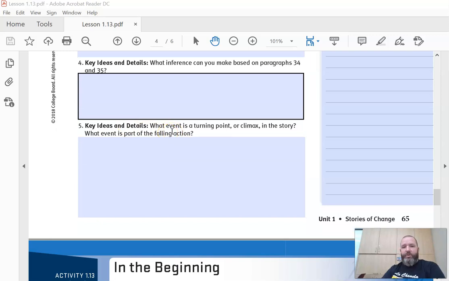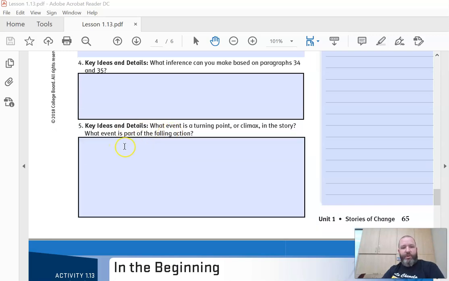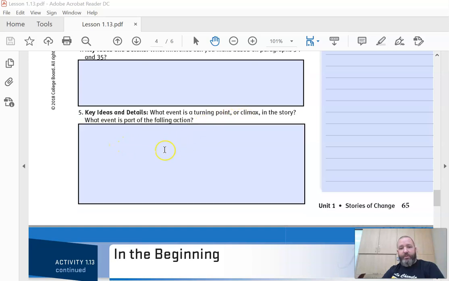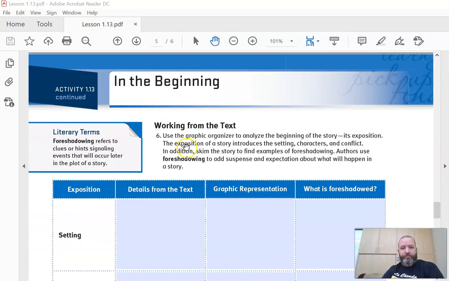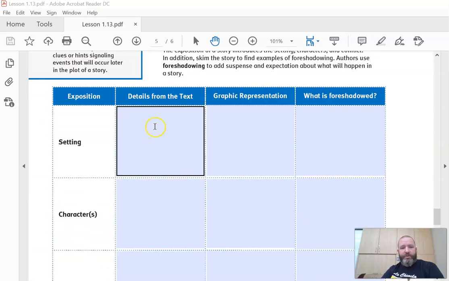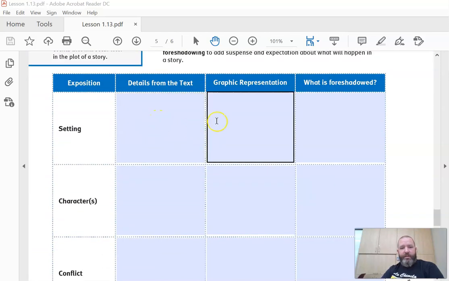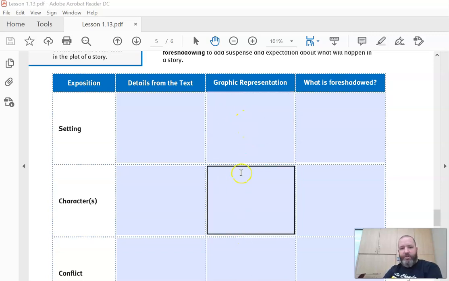What event is the turning point or climax in the story? What event is the part of the falling action? The climax does take place pretty close to the end of the story, just so you know. And there's a graphic organizer to describe details from the setting. This is going to be hard, so we're going to have to skip the graphic representation. That would be where you draw a picture. I tried to copy and paste a picture into this box and it didn't work, so we'll skip this middle box here, this middle section.